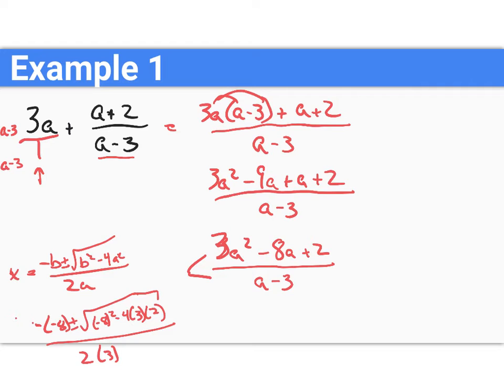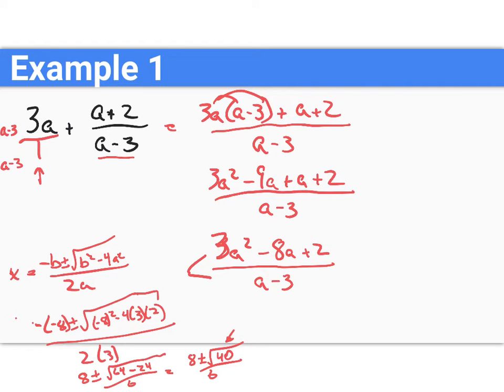I get negative of negative 8 is 8 plus or minus the square root of 64 minus 4 times 3 is 12, 24 all over 6. 8 plus or minus the square root of 40. This 40 is not a perfect square, so you won't get an integer out of it. You'll get a real number. So we're not even going to mess around with that.